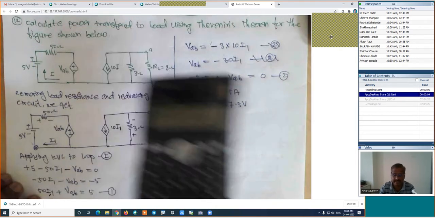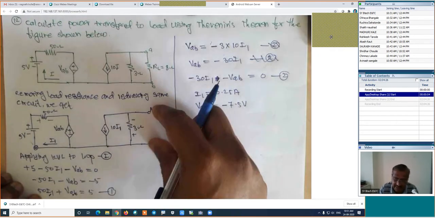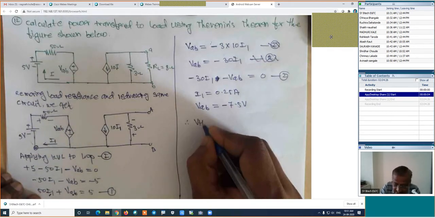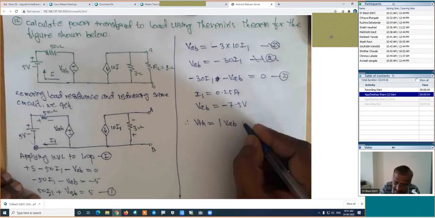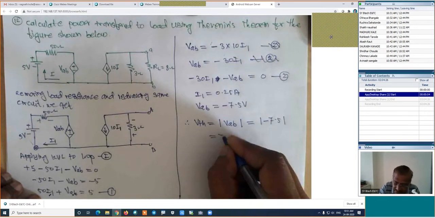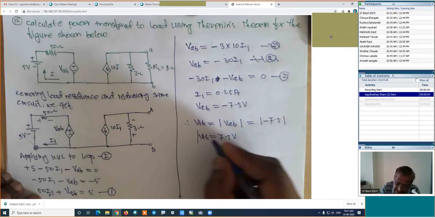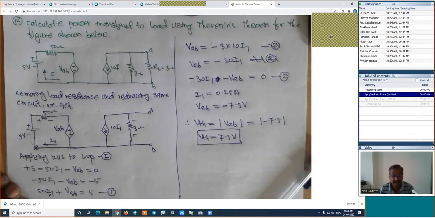Now look at what this VAB is. This VAB is nothing but the open circuit voltage, which is the same as the Thevenin's voltage. Therefore, this VTH is equal to modulus of VAB, which is equal to modulus of minus 7.5, which is equal to 7.5 volt. This VTH is found to be 7.5 volt.